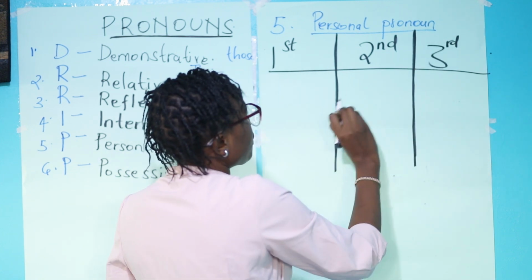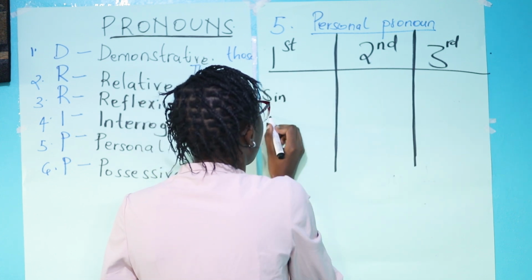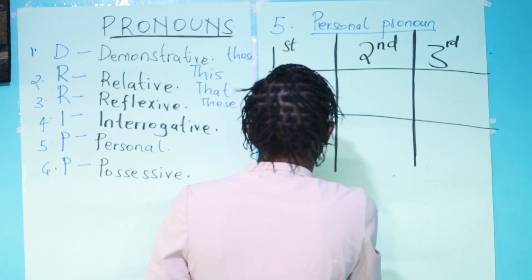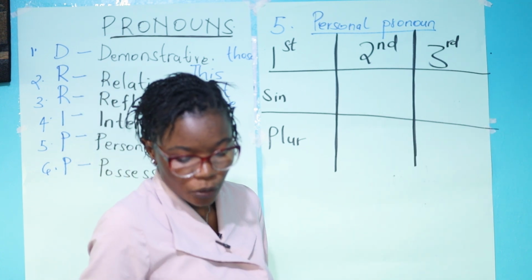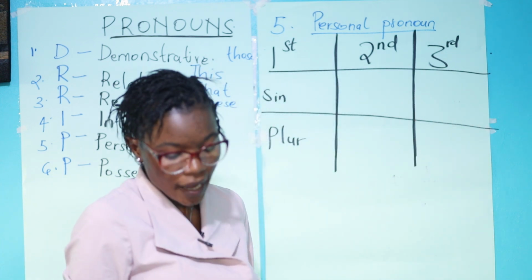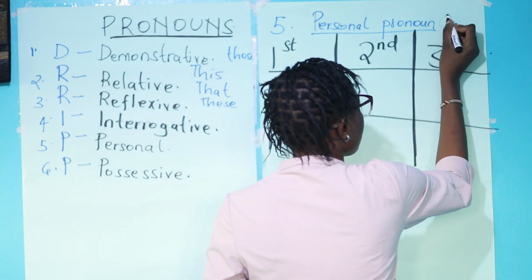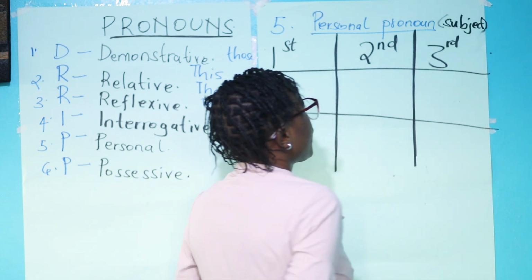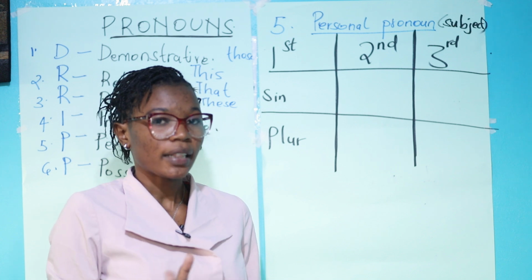And under first person, second person, and third person, we again have singular and plural. The first one now, we are going to look at personal pronoun, but we are going to talk about the subjects. I said we have the objects and the subjects, and now we are going to look at the first one, that is subject.